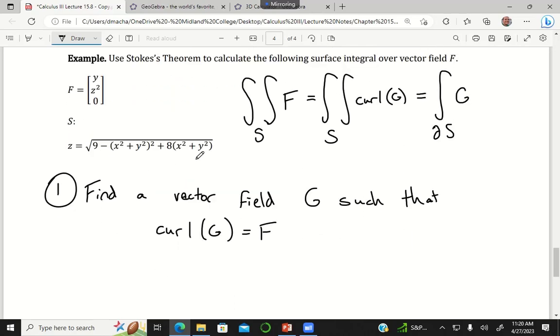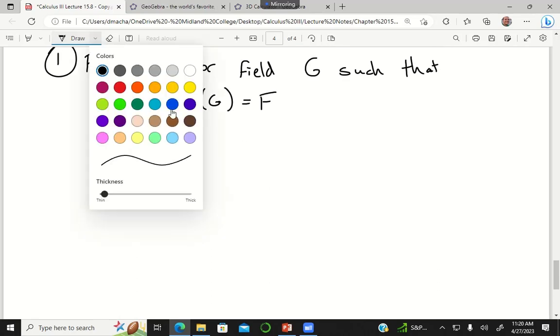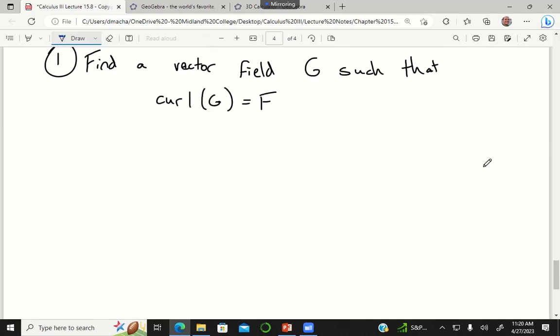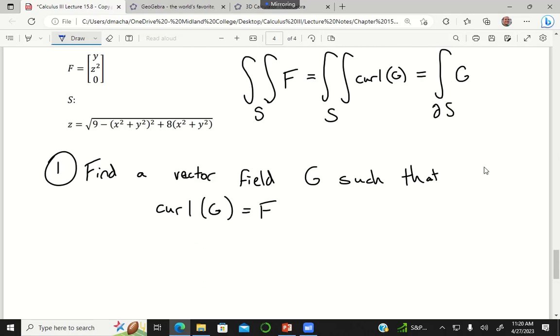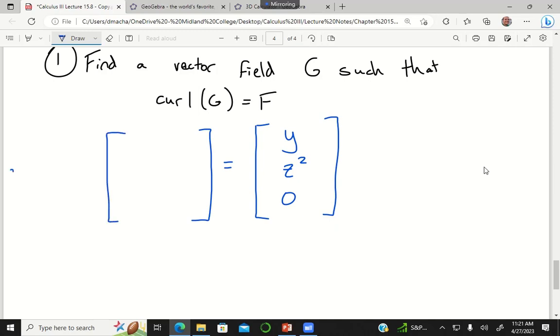So step number 1 is going to be a little bit trickier than it was before, because, let's see, I need the curl of G to be equal to F, and this time F is y, z squared, 0. Okay. The curl of G, if I say that G is equal to G1, G2, that's not a 6, that's a G. G2, G3.